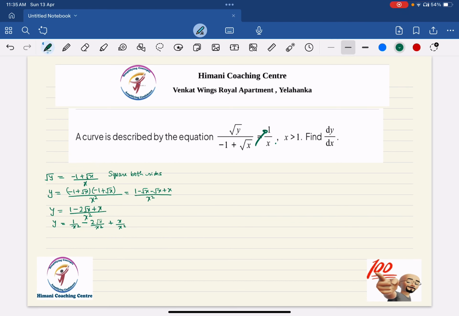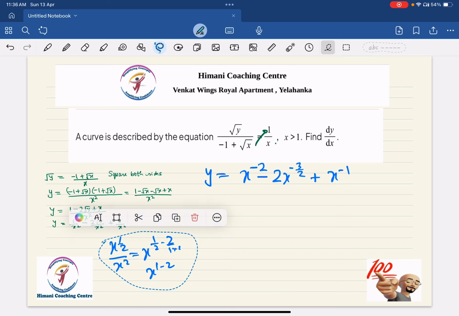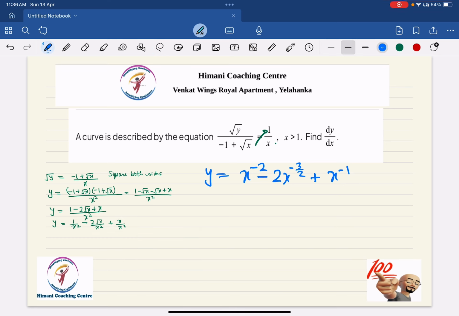So now, let me use a different color. y equals 1 by x square, which simply means x to the power minus 2, and then minus 2 root x over x square, which is x to the power half by x square, which can be written as x to the power half minus 2. So which is x to the power minus 3 by 2, because half minus 2, if you do the LCM, gives 1 minus 4 by 2. And x over x square, so x to the power 1 minus 2 is giving us x to the power minus 1. So now we have simplified y and we can go ahead and find dy by dx.